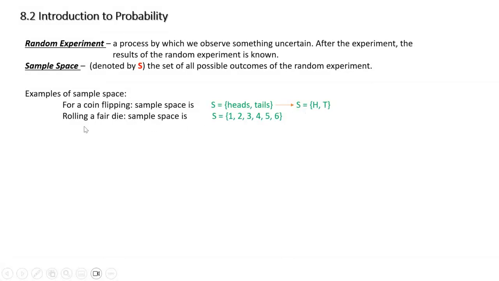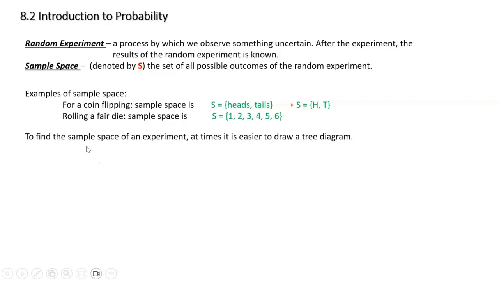That's my sample space. Rolling a fair die, sample space. Well, a fair die means that the die is not loaded, right? Every side has an equal opportunity to be rolled. So it can be a 1, a 2, a 3, or 4, or 5, or a 6. So this is my answer.